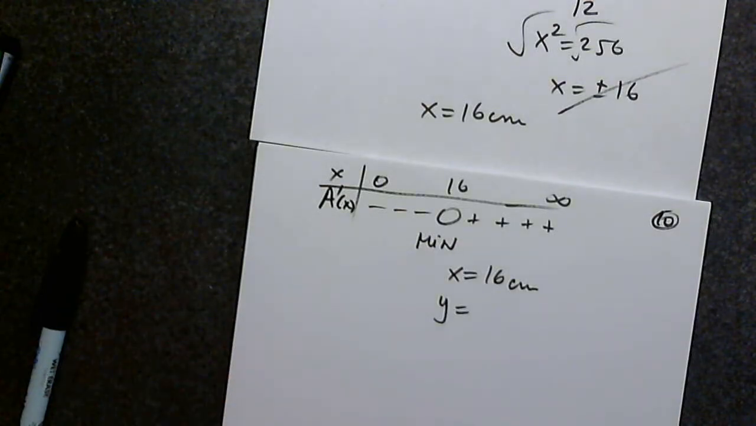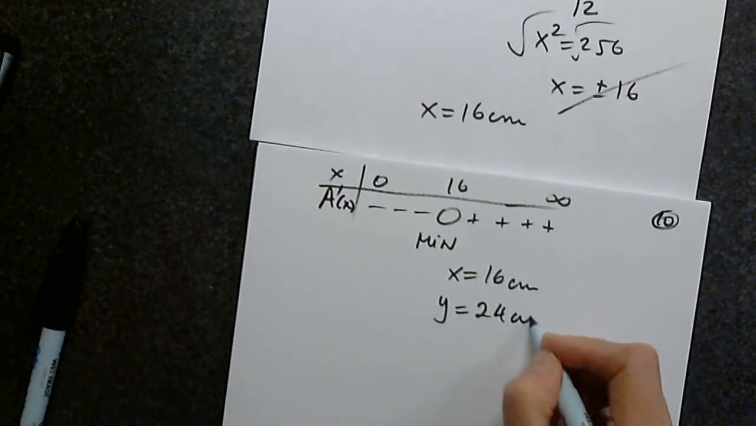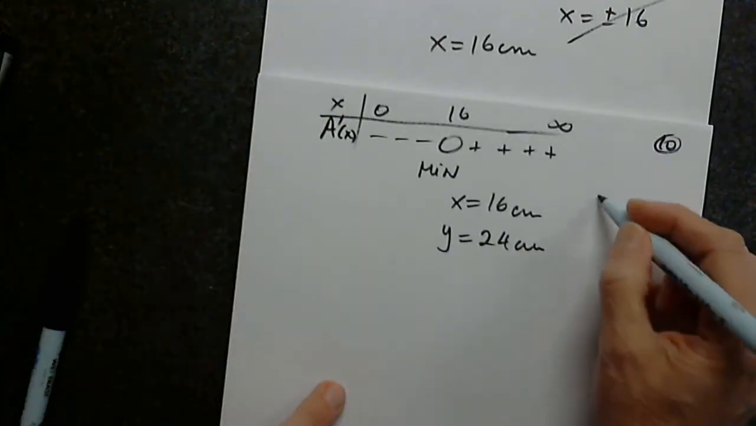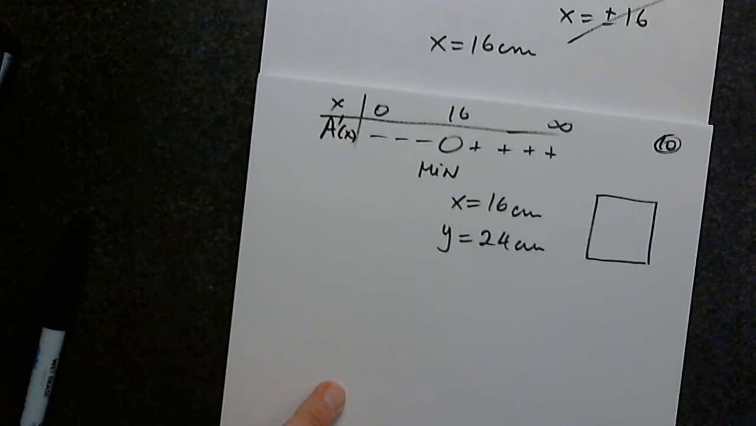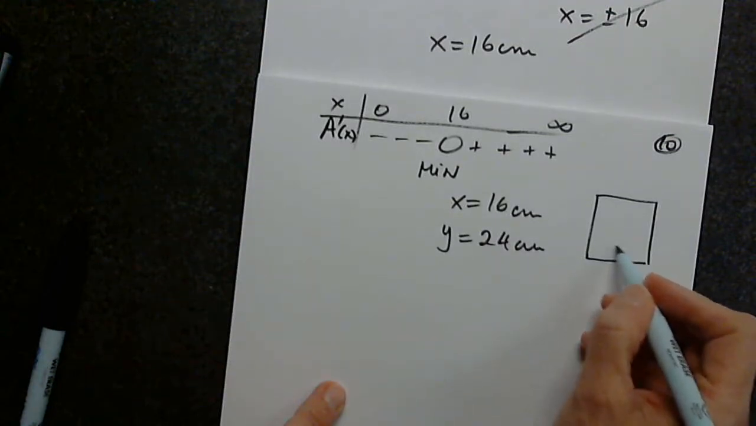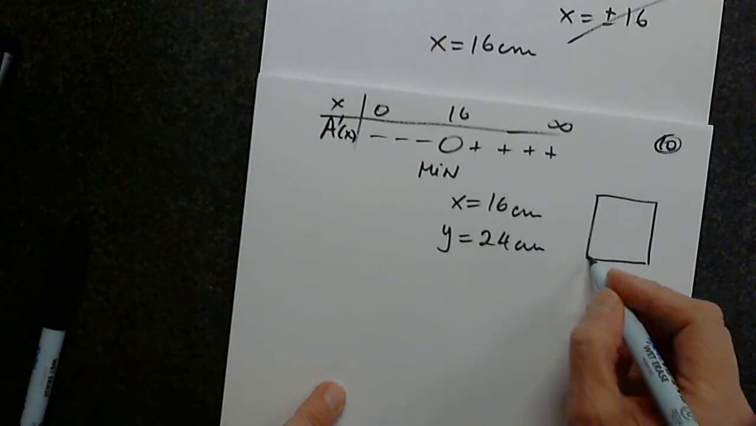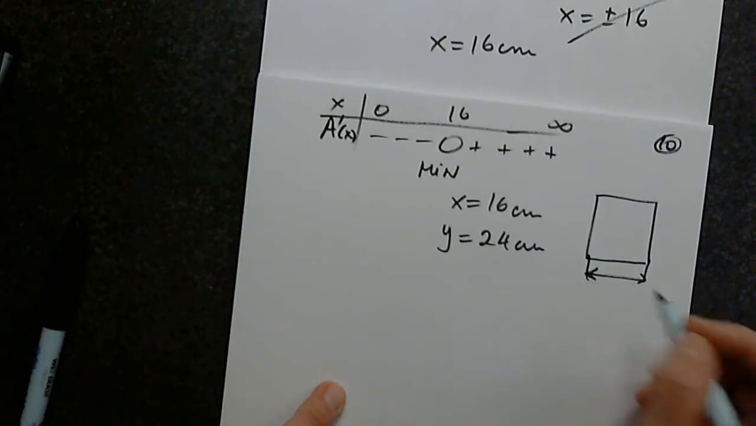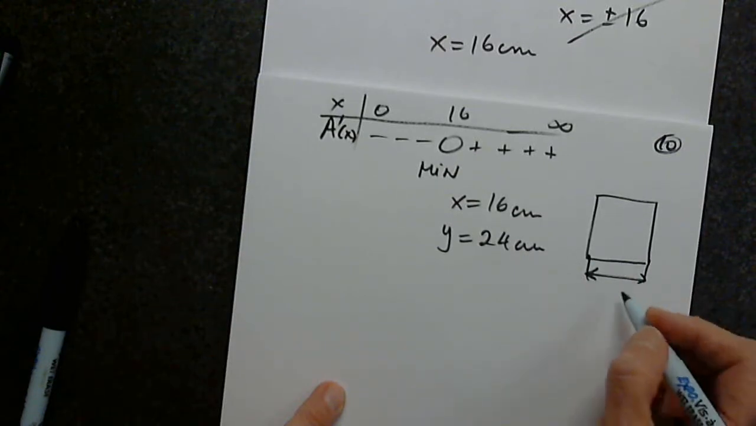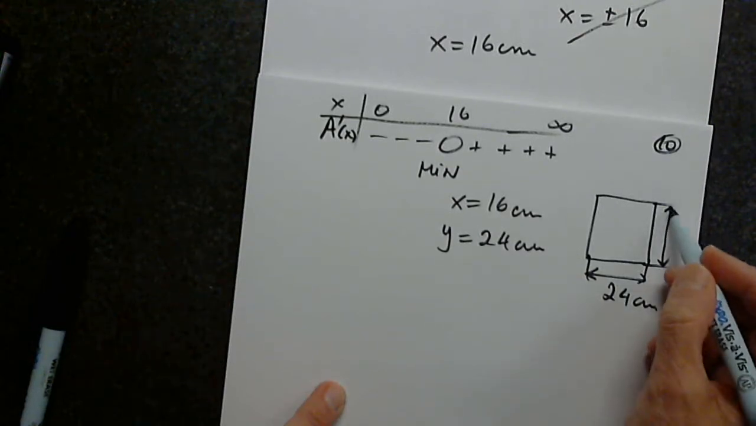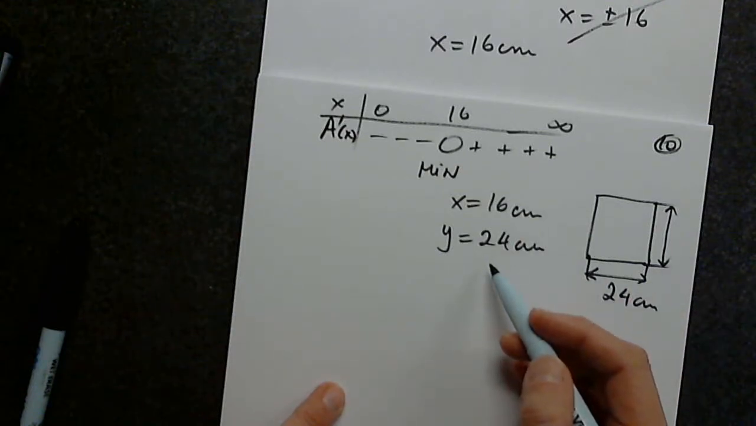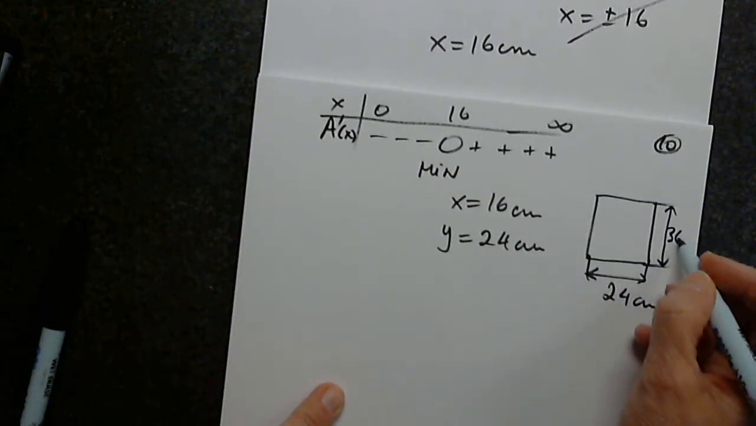And now y will be 384 divided by 16, and I get 24 centimeters. So the poster, careful, this is the inside. So this is x inside, so I have to add 8 to it. So what will be the width of the poster? 24 centimeters. And then the height, here I have to add 12 to y, and it's 36.